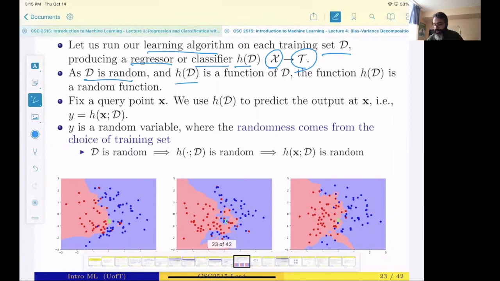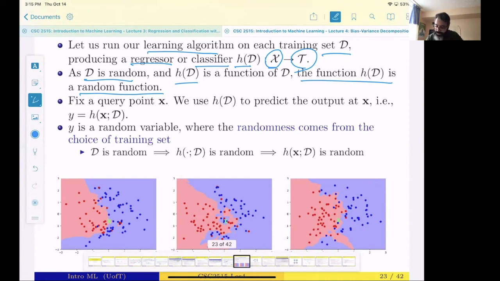h of t is a function of t, and so the function h of t is a random function. This is very similar to h of t that we had for the mean estimator, where we get different output based on what data set we give. This is the same process, except that in the previous case we had a real-valued random output. Here, the random output is actually a random function.